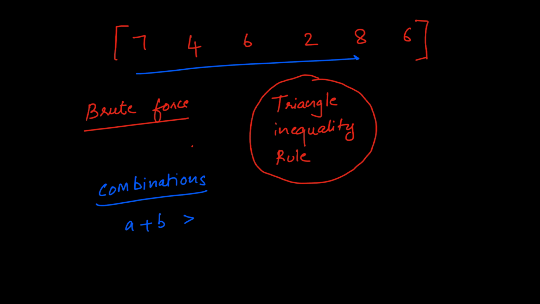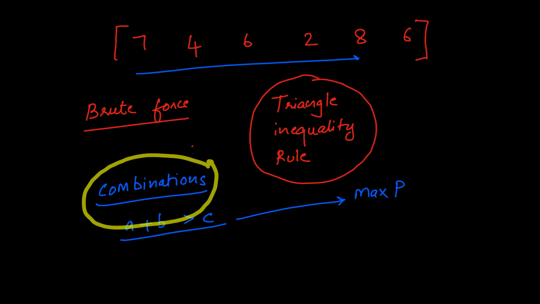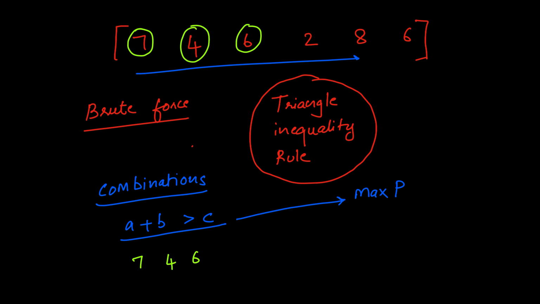If yes, then the corresponding perimeter will be saved into a separate variable, which will only be overwritten with a higher value. And after trying all possible combinations, we'll return the max P, that is the maximum perimeter, as the output. Let's do a quick dry run where A is pointing at 7, B is 4, and C is 6, which are next to each other. Applying the formula to decide if this combination will give us a valid triangle. Yes, it will, because A plus B, that is 7 plus 4, is greater than 6, which means we can use it as a valid triangle. So we'll calculate its perimeter, compare it with the max P, and override it if the value is greater. In this case, the perimeter is 17, which is highest so far, so we'll save it in the variable.